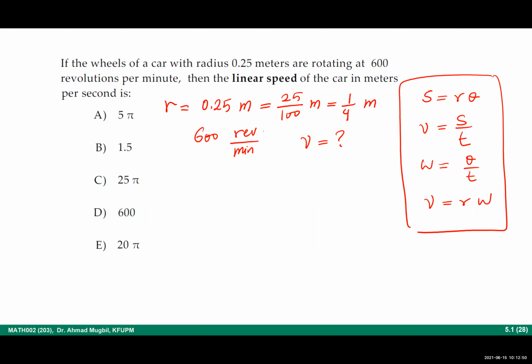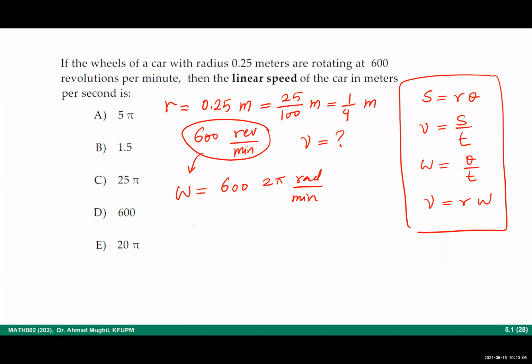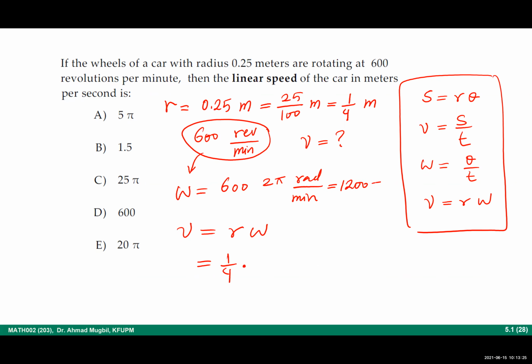So now what is this? From here you can obtain omega. Omega will be equal to 600 revolutions per minute, and 1 revolution means 2 pi radians. So this is omega. Now what we want is the linear speed. It is r times omega. You have r is 1 over 4 times omega. What is omega? By the way, you can simplify it to be 1200 pi radian per minute.